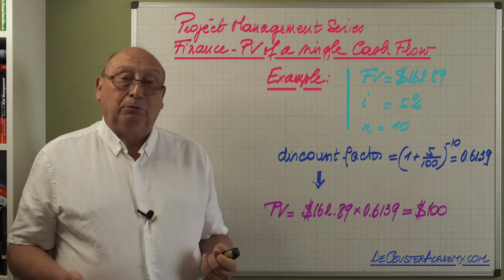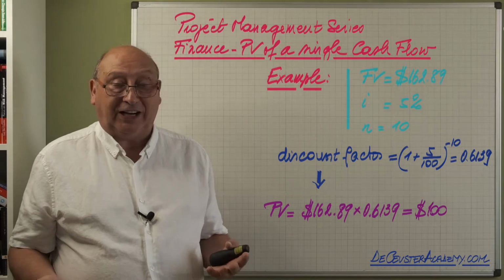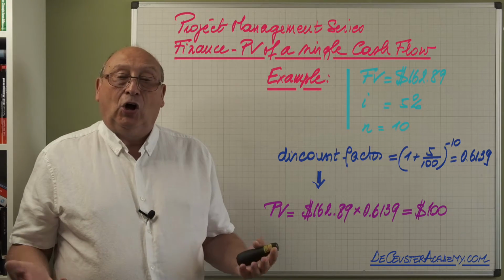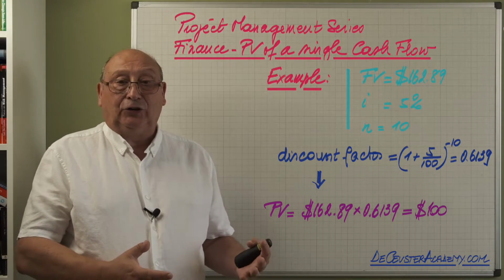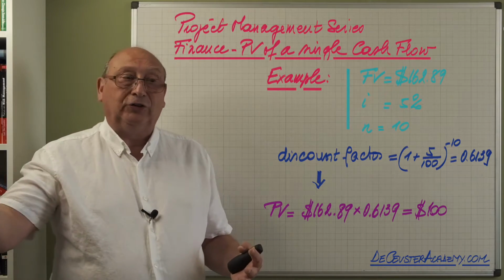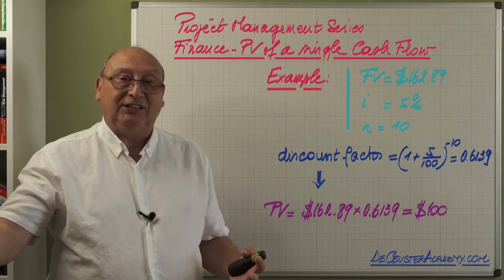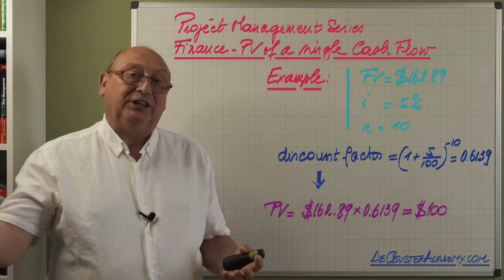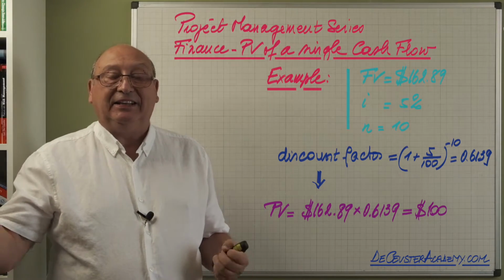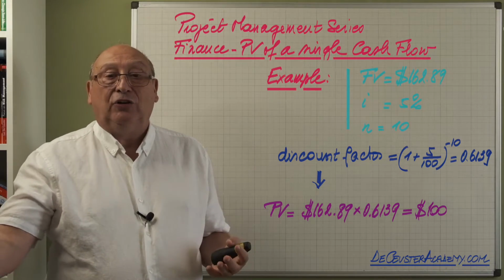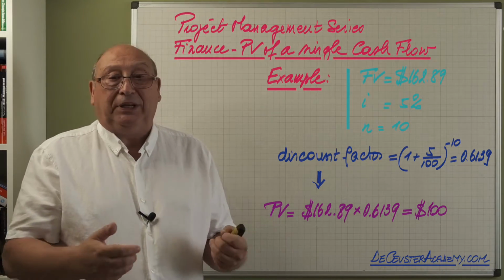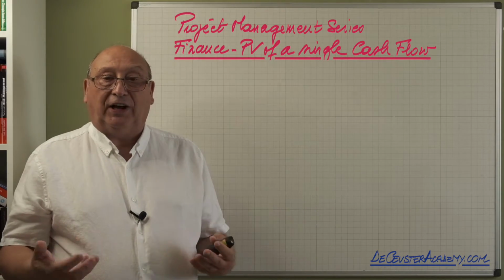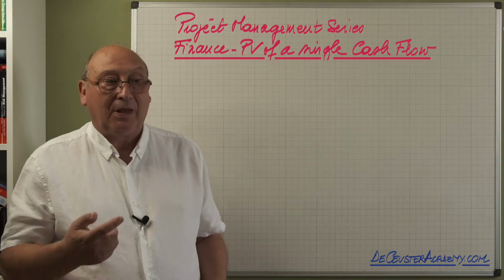In order to calculate the present value of $162.89, we multiply it by the discount factor, and we find again the original $100. So $100 today will be worth $162.89 in 10 years, but when we receive $162.89 in 10 years, the value of it today will be only $100. And that will be useful in different financial analyses.